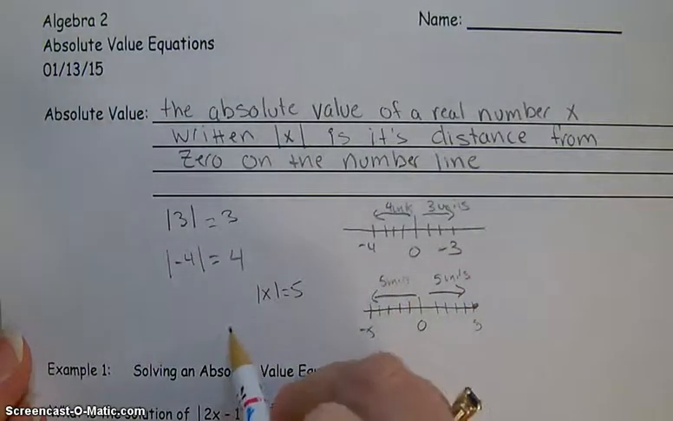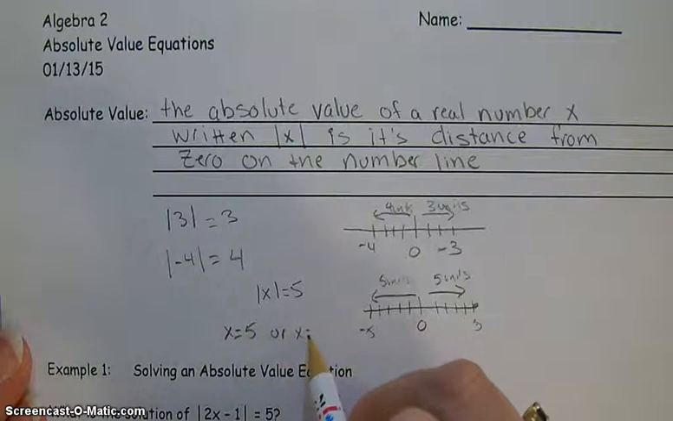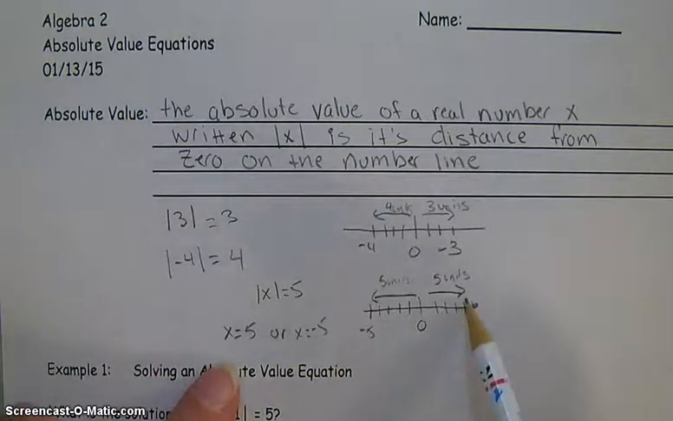So that tells me x is going to equal 5, or x is going to equal negative 5, because the definition of absolute value is the distance away from 0. So positive 5 is 5 units away from 0, as is negative 5.